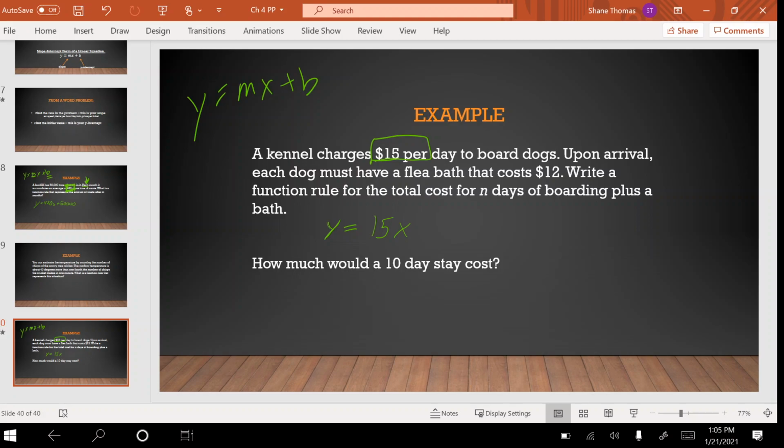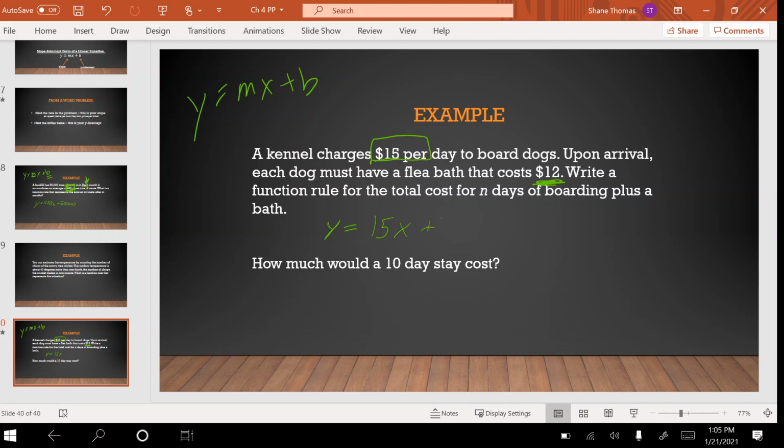Now, if I take my dog there, it's $15 every day that my dog's there, right? What's the one thing that they have to do to it when they check him in? Give him a bath. $12. How many baths does he have to have? One bath. So I just have to add that on, right?